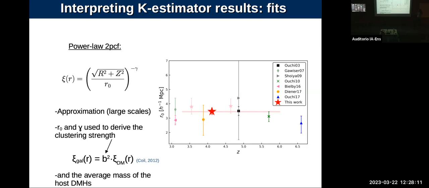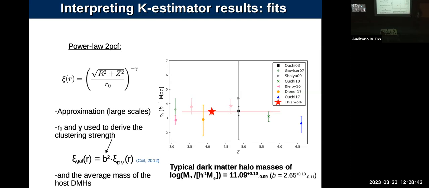Now, using these two parameters, this correlation length and slope, we can derive something called a bias factor. The bias factor is telling you really your clustering strength in your sample. In fact, it tells you how much more your galaxies are clustered in comparison to the dark matter clustering. And from this bias factor, we can derive a dark matter halo mass, a typical dark matter halo mass for our sample. So I make all those calculations and I obtain that the typical dark matter halo mass for the Lyman-alpha emitters in the MUSE-Wide survey is something like 10 to the 11 solar masses.